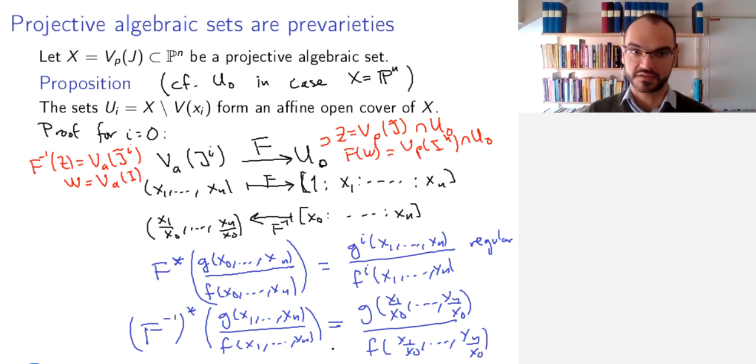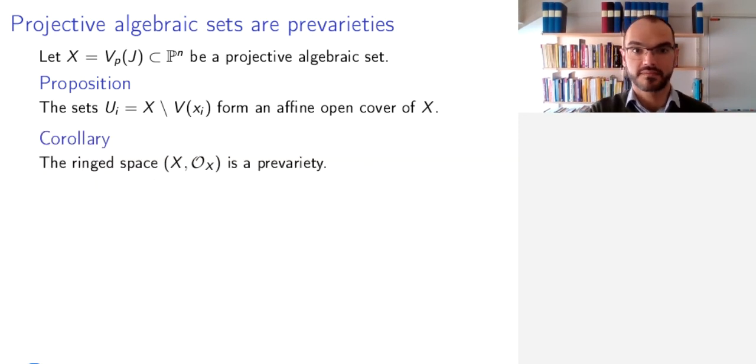So it is regular. And therefore, these sets Ui, so as we proved U0, but this works for any Ui, these are indeed affine open sets, and it is clear that the union of them is all of X. So as a corollary, the ringed space X is a prevariety.